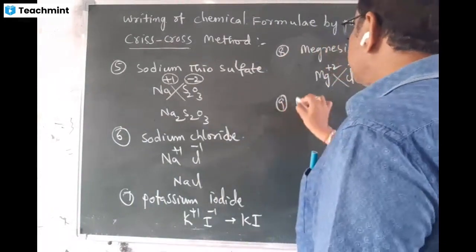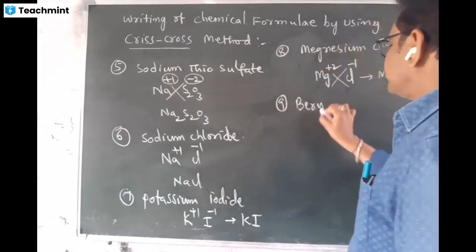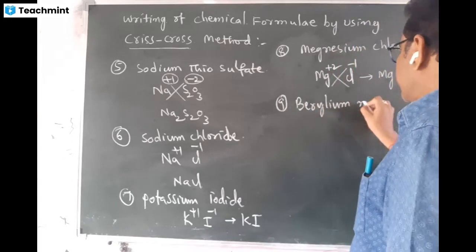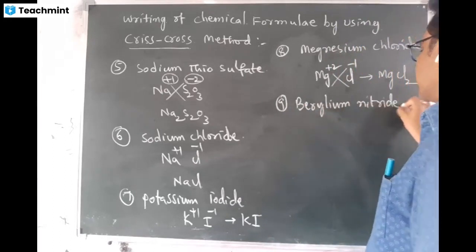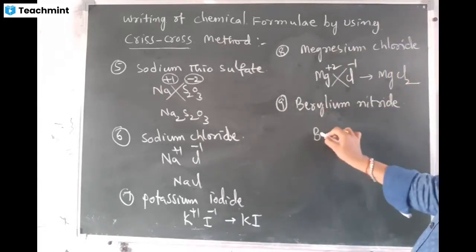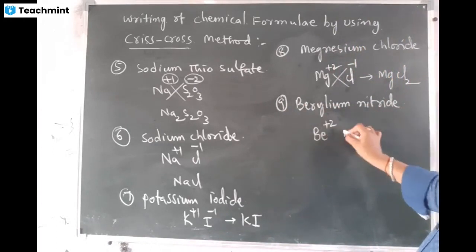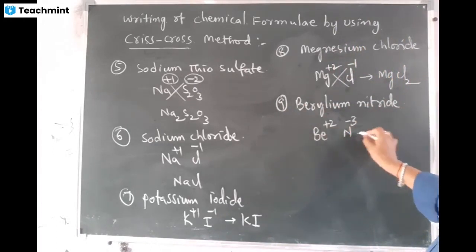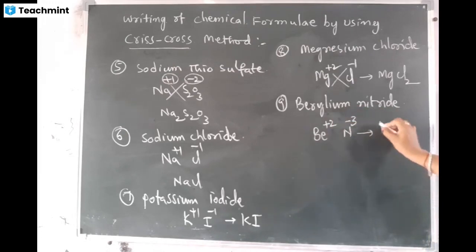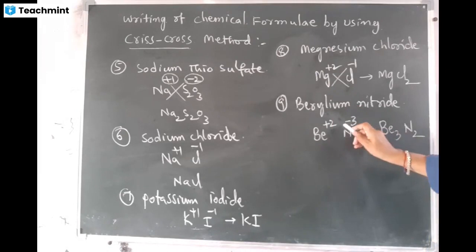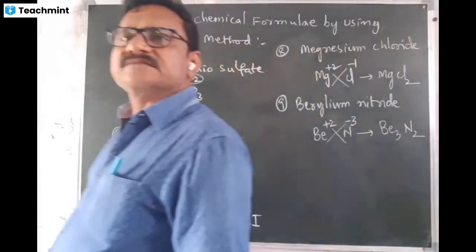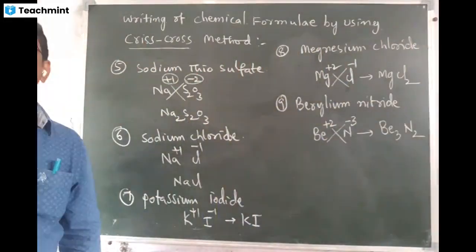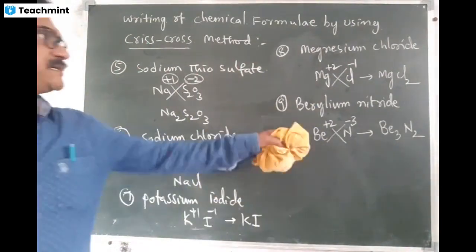Then beryllium nitride. Beryllium's stable charge is +2. This is the second group: beryllium Be +2, nitride, nitrogen -3. If you want to write the formula of beryllium nitride, it is Be3N2, because this 3 is put here and 2 is put here. That means crossing over the charges. That is called crisscross. Clear? So this is beryllium nitride.